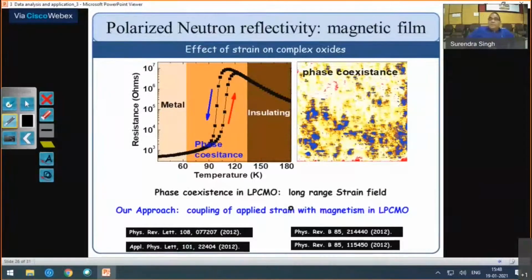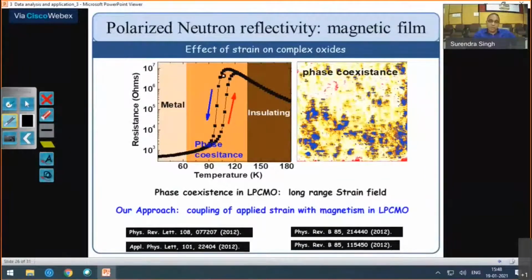The next example is the oxide film. This is called manganite, LPCMO, lanthanum praseodymium calcium manganese oxide, LaPrCaMnO3. One of the compositions of this LPCMO film, the manganite film, shows first order phase transitions, and they show metal to insulator transitions. So if you do the resistance measurement on these samples as a function of temperature, at high temperature they are insulating, but when you decrease the temperature, you get a transition over here, a metal to insulator transition.